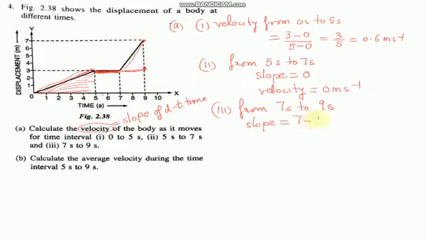So 7 minus 3. What about the horizontal? This is 9, this is 7. Horizontal में this point is 9, this point is 7. So 9 minus 7. So it is coming out to be 4 by 2, which is equal to 2 meter per second. Hence we are getting the velocities for different time intervals.